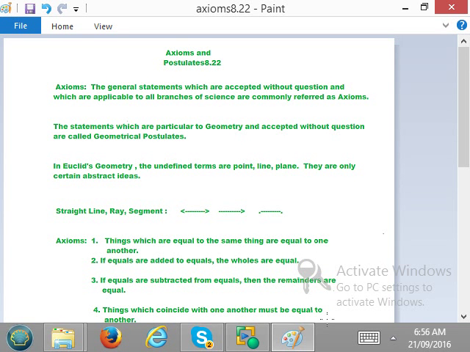Welcome to our first lesson in axioms. In this lesson, we will see some points about axioms and postulates.